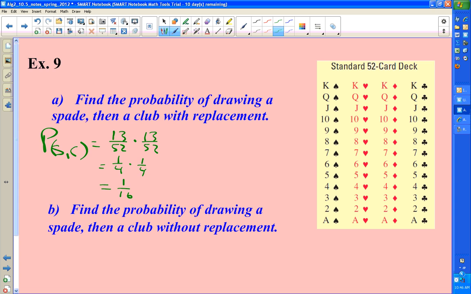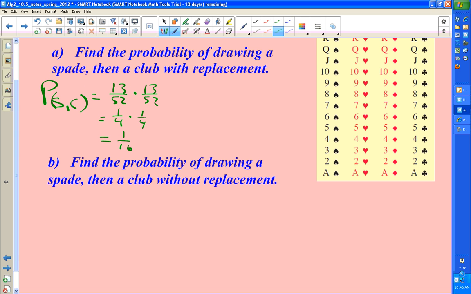Natalie, how about without replacement? If we're going to go spade, club. 13 out of 52 and 13 out of 51. How did that reduce for you? 13 over 4 times 1 over 4, which is 13 over 204. So 13 over 204 would be the probability that you could go spade, club.